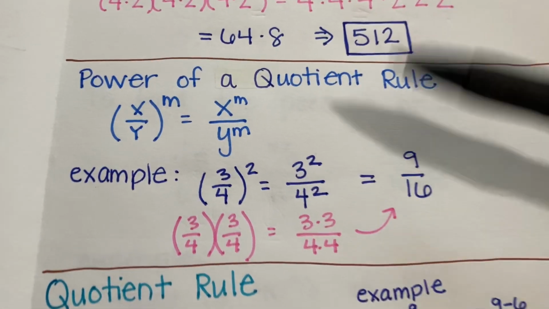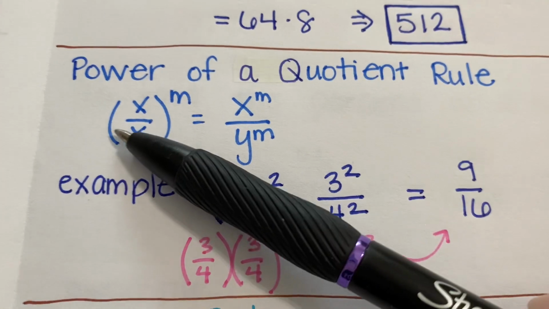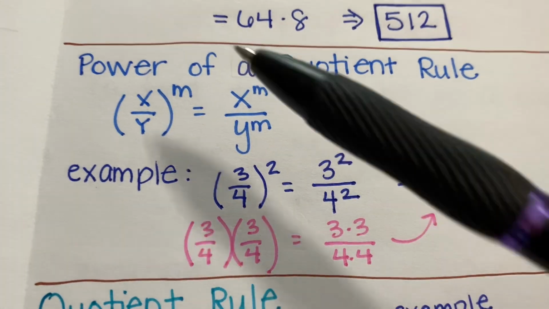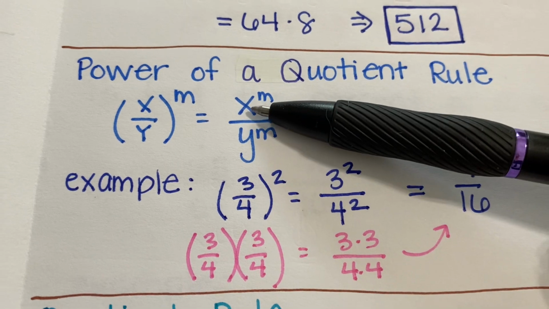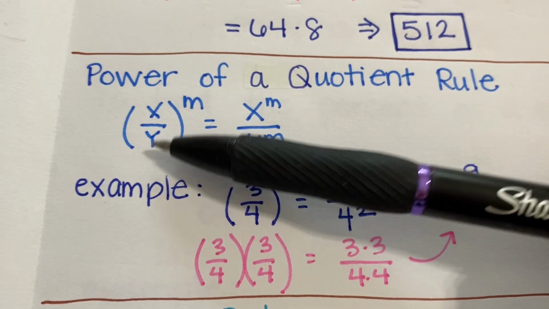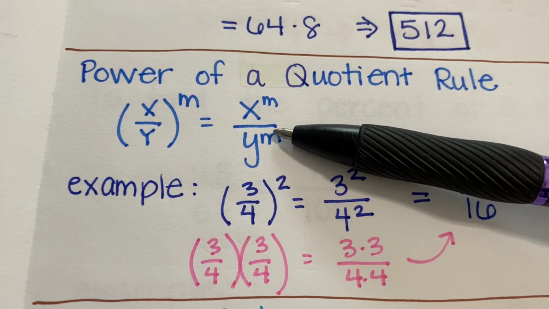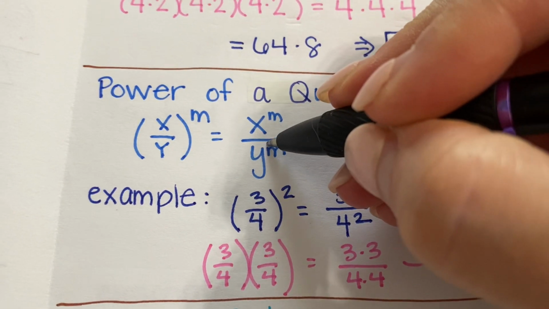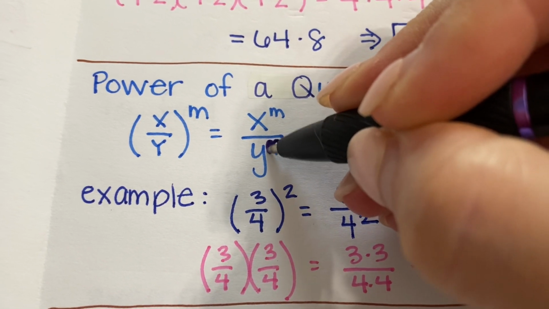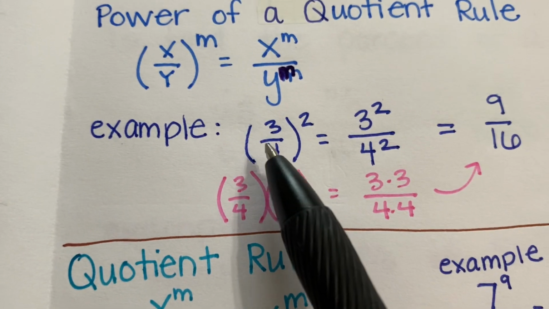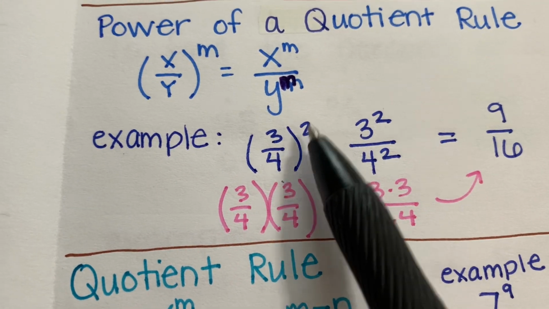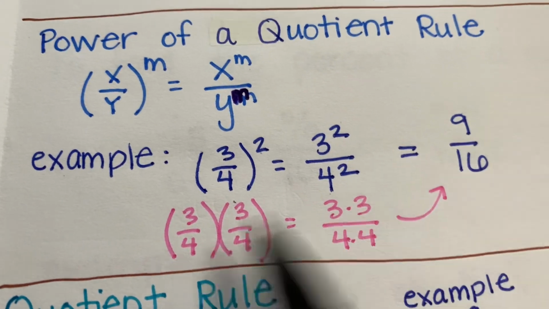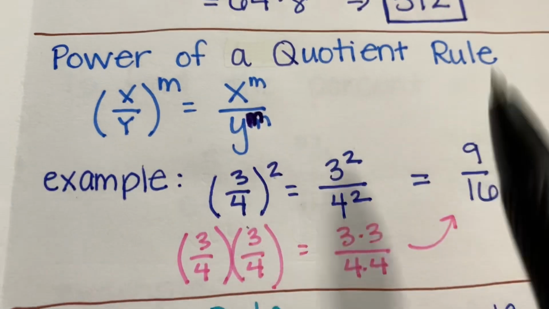We're going to talk about this one, the power of a quotient rule. This is when you have a fraction to an exponent, then you take the numerator to that power and the denominator to the same power. That M looks very much like they're multiplying. That should be like a little m. Okay, it's like a little m. For example, 3/4 squared would be the same as 3 squared over 4 squared, which would end up being like this. So looking at this example is good.